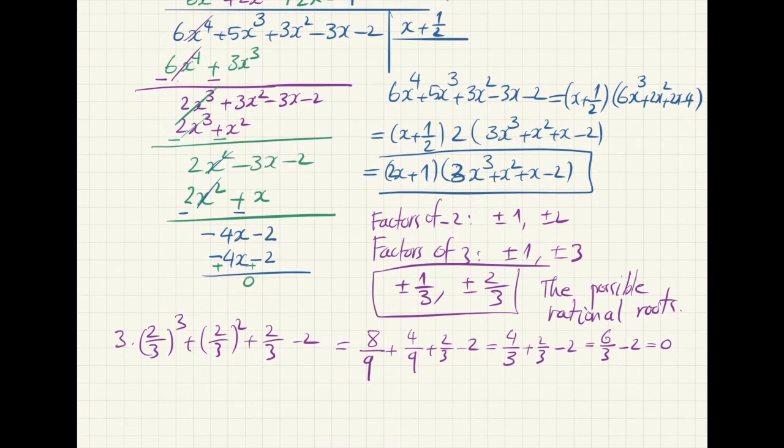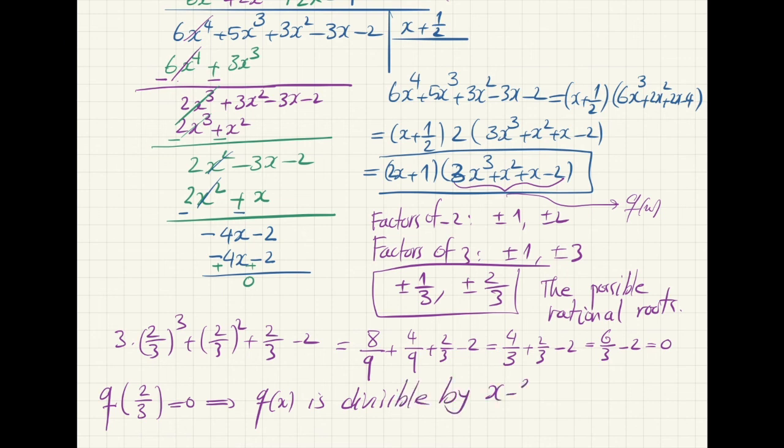So let me take this one with me. So what I can conclude, let me give this a name. Let me call this one Q(x). Now we realize that Q(2/3) is 0. Now I understand that Q(x) is divisible by x minus 2/3. Yes? So if I go to the next page, let me take this with me. This is my Q(x).